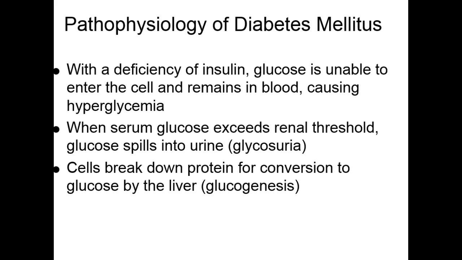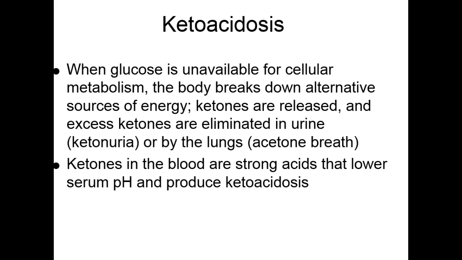So the pathophysiology is that with a deficiency of insulin, glucose is unable to enter the cell. It remains in the blood, causing hyperglycemia. When serum glucose exceeds the renal threshold, in other words, the kidneys can't get rid of it, the glucose spills into the urine, thus you have glycosuria. And the cells break down protein for conversion to glucose by the liver, gluconeogenesis. Ketoacidosis occurs when the glucose is unavailable for cellular metabolism.